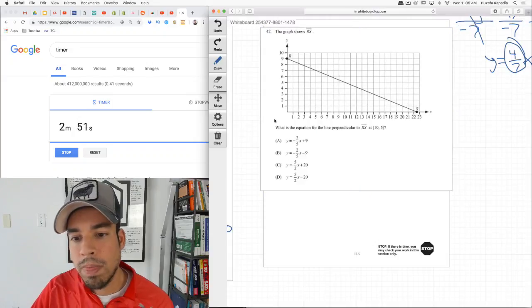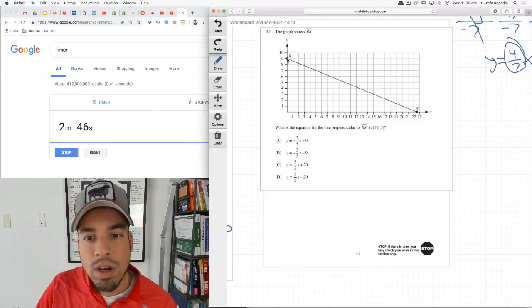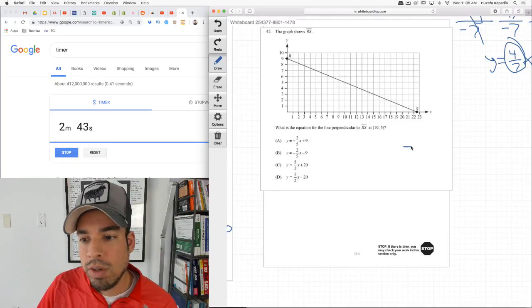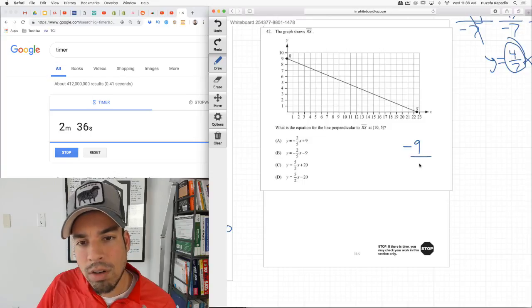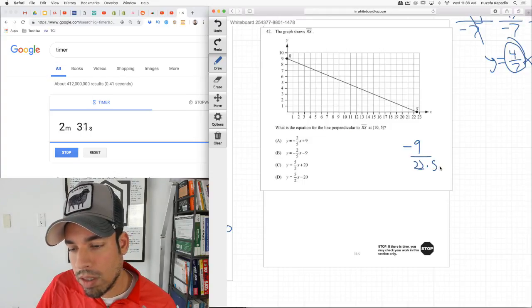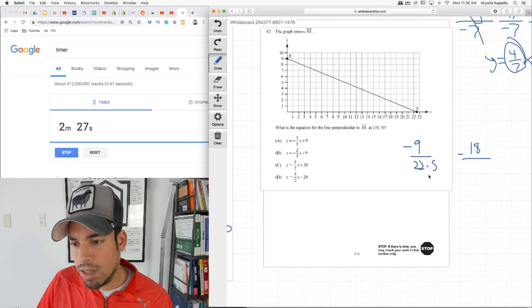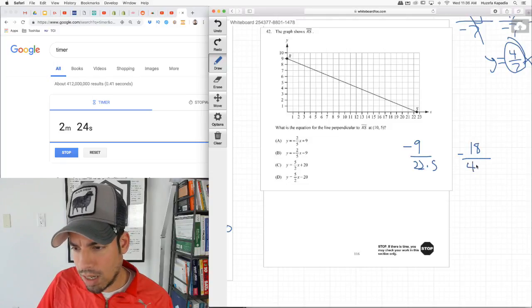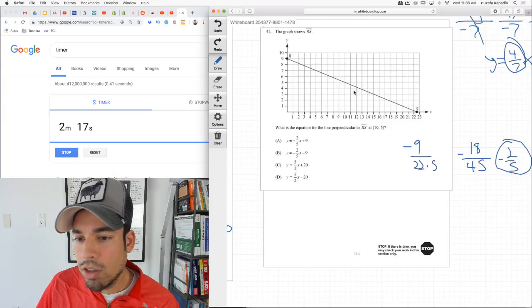Okay. What is the equation for a line perpendicular? First of all, what is the slope of this? Let's look at the change down. We're going down by 9, and we're going across by 22.5 or something. Why is it in the middle like that? Yeah, 22.5, which is the same as negative 18. I'm going to get rid of that decimal, so I'm going to double both. So it's like negative 18 over 45. Then we can divide by 9, and it becomes negative 2/5. Okay, so my slope of this line is negative 2/5.